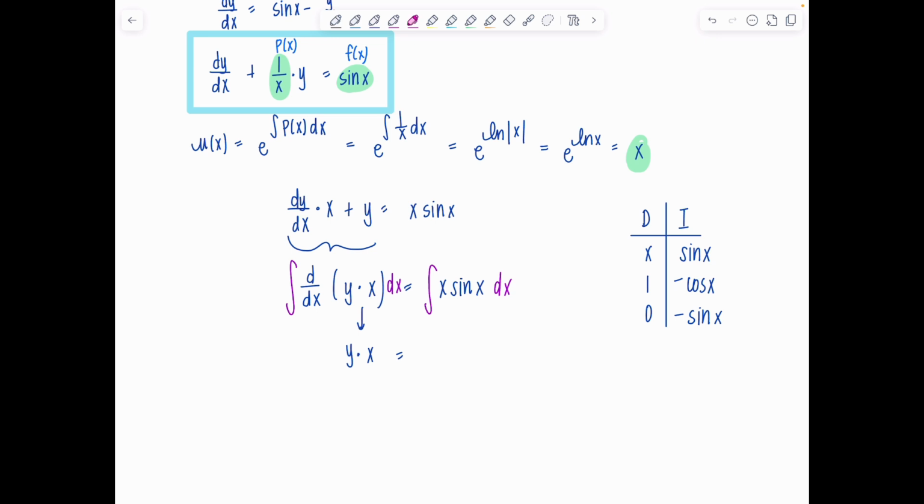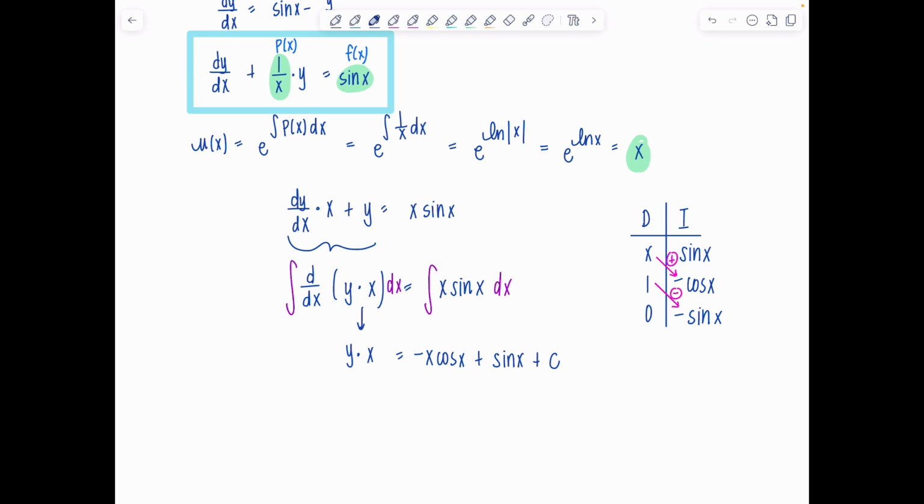And then we take the diagonal products. Remember, we have to add an alternating sign component. So the first one doesn't change signs, but the second one I'm going to add an extra negative. So over here we now have the antiderivative is negative x cosine x plus 1 sine x plus c.